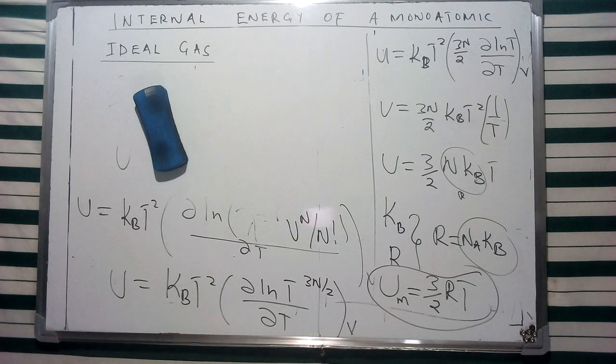Now, this is basically how we can represent the internal energy of a monoatomic ideal gas, and we are going to come across this formula in different discussions as we go by.